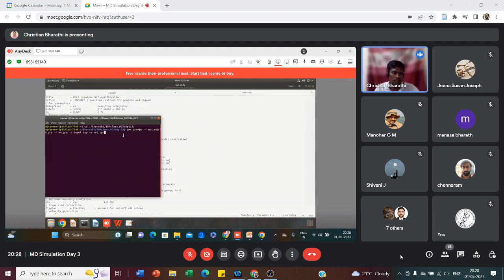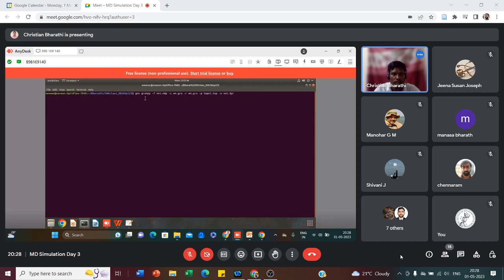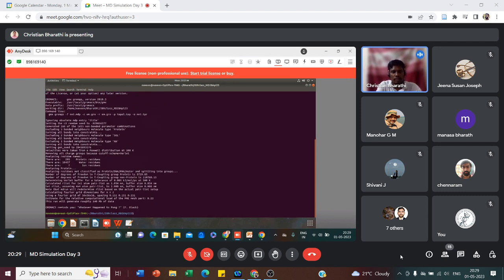This command will generate the input file for the NVT run. It takes the MDP input and the EM output file, adds these parameters to it, and generates this output. Everything is compiled here. And now we have to run NVT. If you give this command, it will run NVT equilibration.